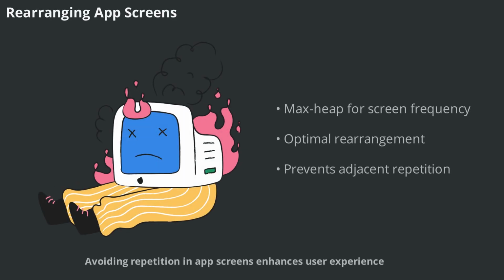Avoiding repetition in app screens enhances user experience. The interview question is how to rearrange screens so that no two adjacent screens are the same. Using a max heap priority queue, you can organize screens by frequency and place them optimally. This technique demonstrates your ability to manage UI flow and prevent redundancy.